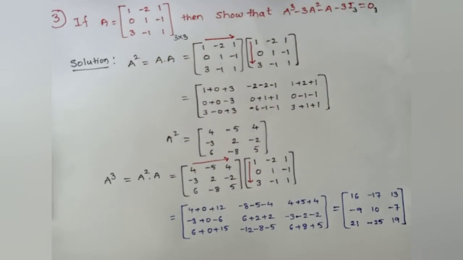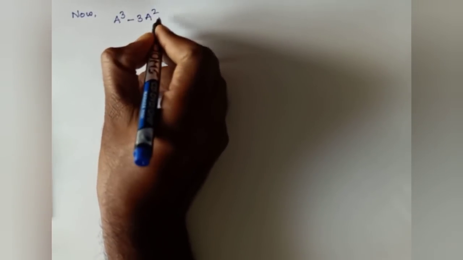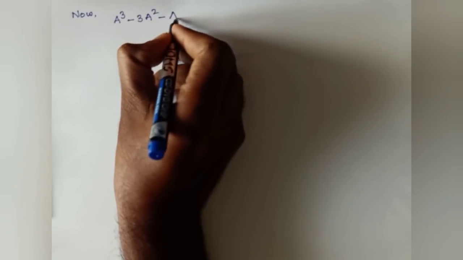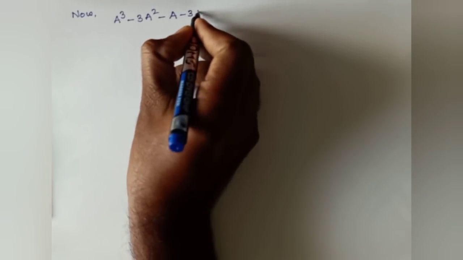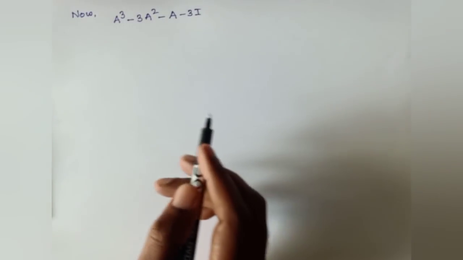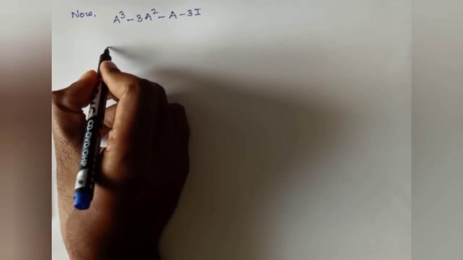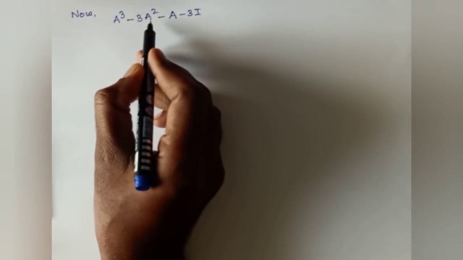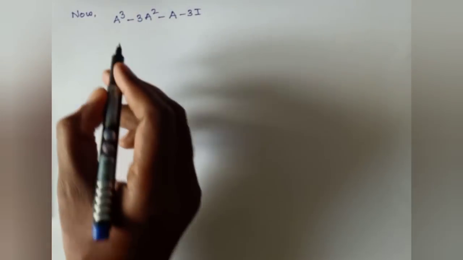The next, now consider the left hand side of the given problem. Now the left hand side of the given problem is A cube minus 3 into A square minus A minus 3 into I. So we need to show this expression is equal to the 0 matrix. Now, we already have A cube, A square, A and 3I.